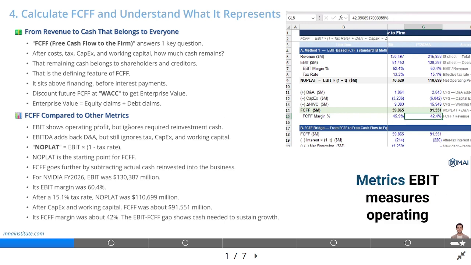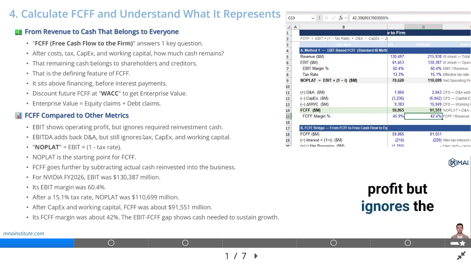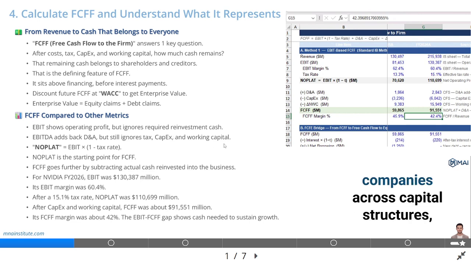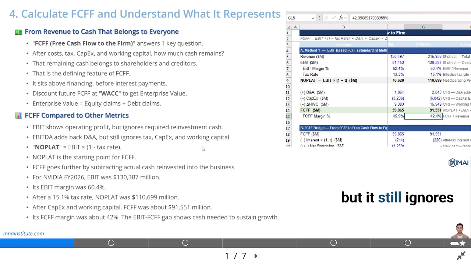FCFF compared to other metrics. EBIT measures operating profit, but ignores the cash the business must reinvest to sustain itself. EBITDA adds depreciation and amortization back to EBIT, making it a useful cash proxy for comparing companies across capital structures, but it still ignores tax, capital expenditure, and working capital.